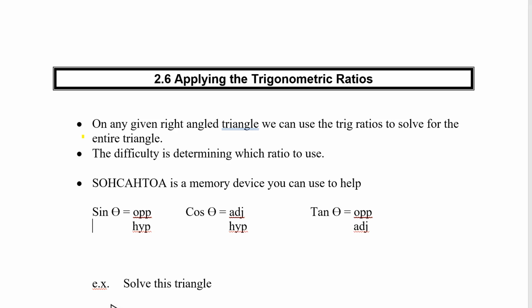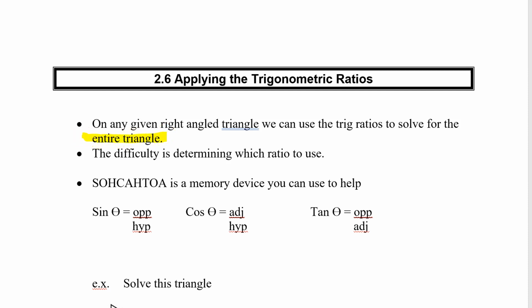Here we go, we got to lesson 2.6. Here we're applying what we've learned in the previous lessons, sine, cos, and tan. So in any given right-angled triangle, we can use the trigonometric ratios to solve the entire triangle. And that's kind of the important part of today's lesson.